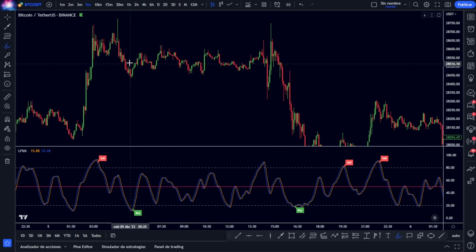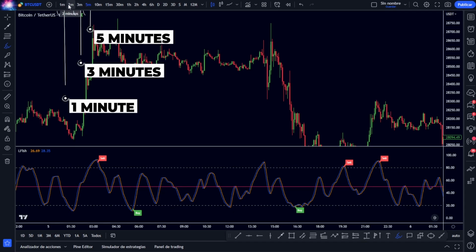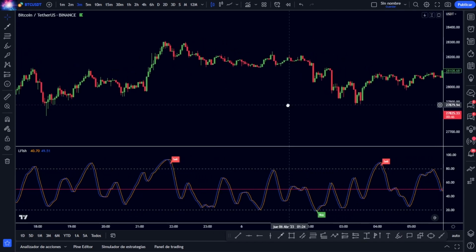But in our team of the Trader's Game, we have detected that this strategy not only works in temporalities of 5 minutes, but also in 3 minutes and even in 1 minute, having in the 3 temporalities a win rate superior to 85%. But we are going to explain it in 3 minutes, because it is where it has given us more profits. But let's not be too hasty.